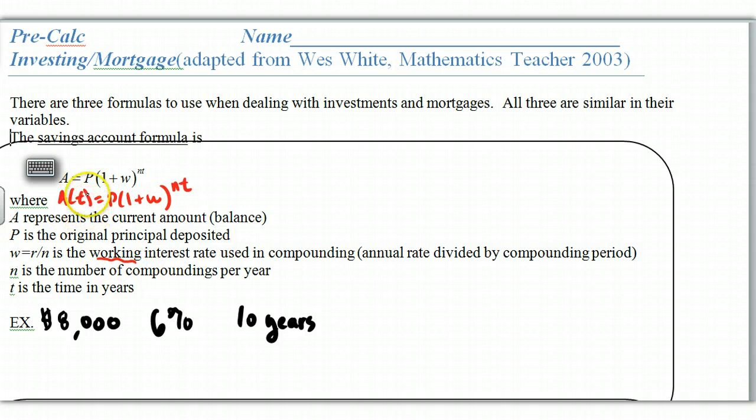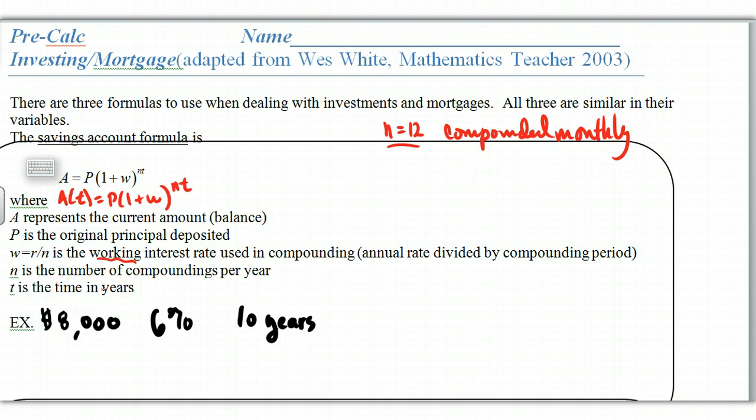A of t is going to be our amount at a certain time, and then capital P is our principal. That's the original amount that we put into the bank. And then N is going to be the number of compoundings per year. We're going to use N equal to 12 for most of our examples, which means that it is compounded monthly. If it was quarterly, it'd be N equal to 4, and so on. And then T is your time in years.